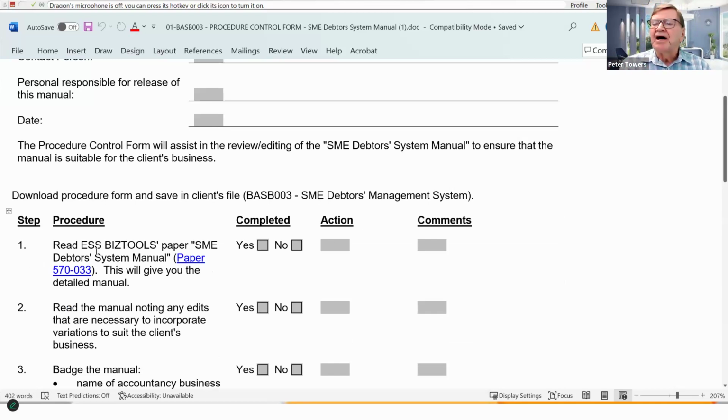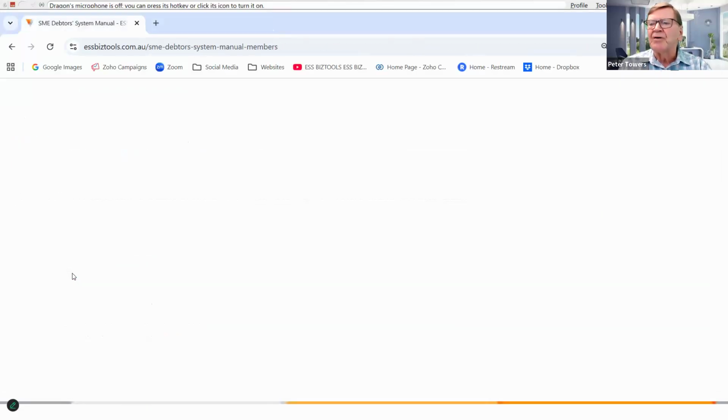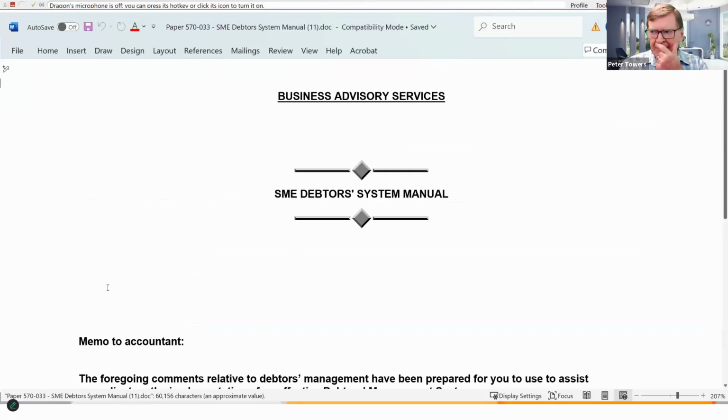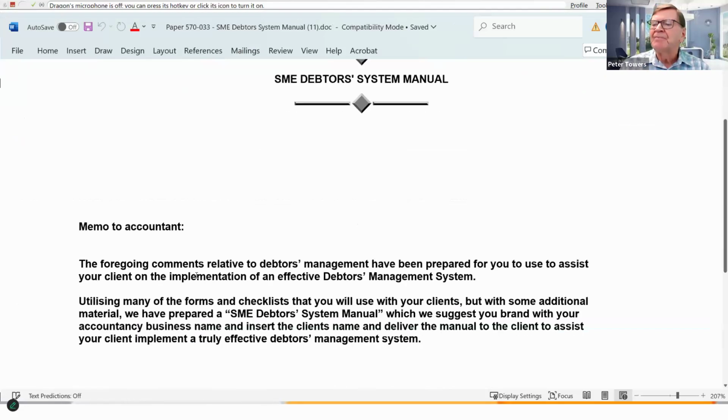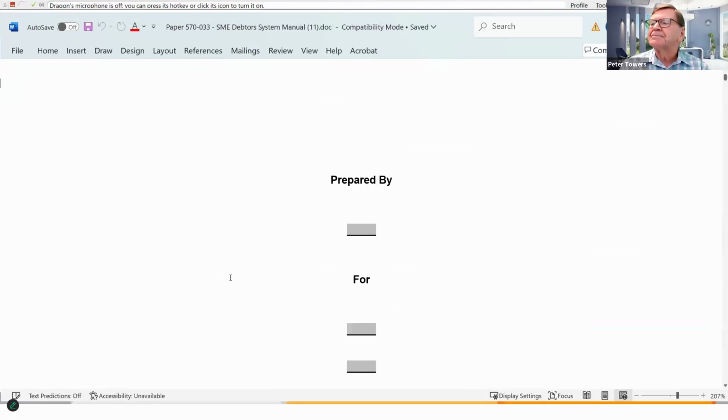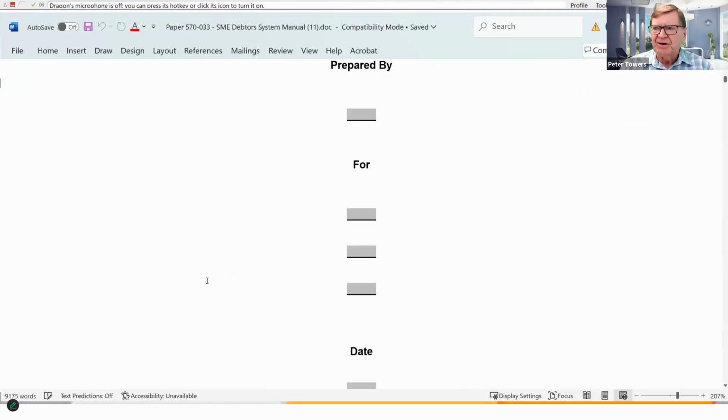You can download a package which we've written on the Debtor Systems Manual. This is in series 570033. It's the paper number. 570 is a section which we don't recommend that you send the paper to your clients. This is a system for you, but within this one, this is the actual system. So normally 570 is just for accountants, but the way we've done this is the final product. So let's just go through it.